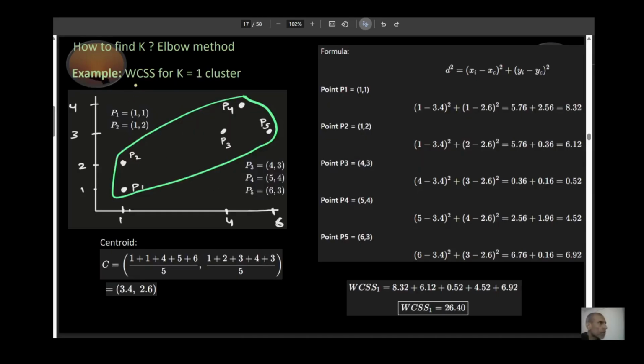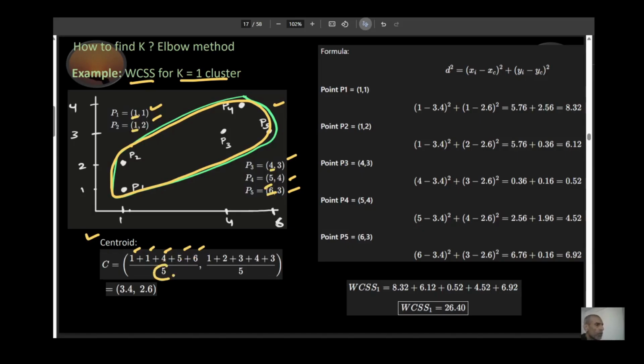Now let's find WCSS for only one cluster. So suppose I have these 5 data points, P1, P2, P3, P4, and P5, and I plot these points over here. Now in this case, all the points are assigned to just one cluster. So this is my one giant cluster right here. So first thing you do, you find the centroid for this cluster. So in this case, you add 1 plus 1 plus 4 plus 5 plus 6. Basically, I'm just taking this first point, 1 plus 1 plus 4 plus 5 plus 6. That will be this.